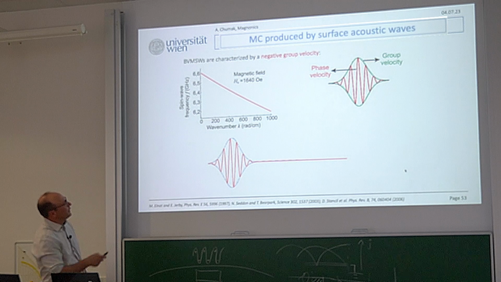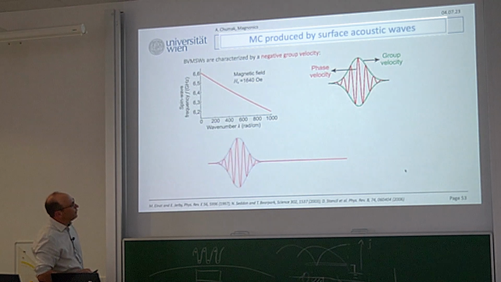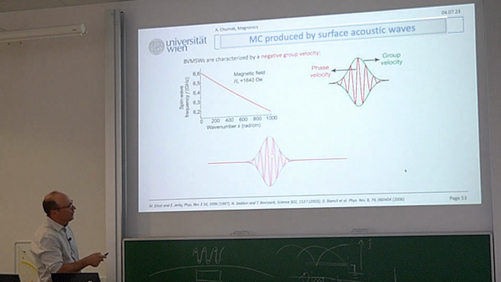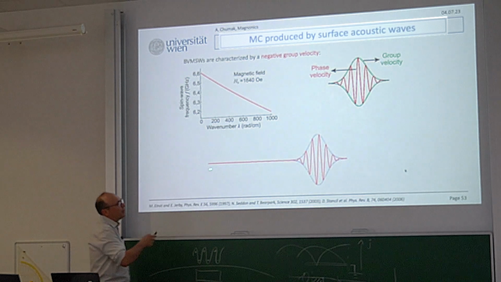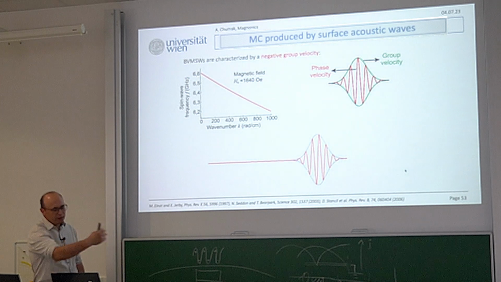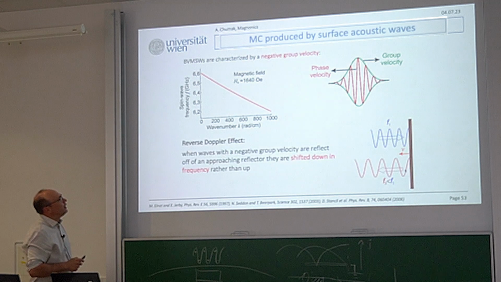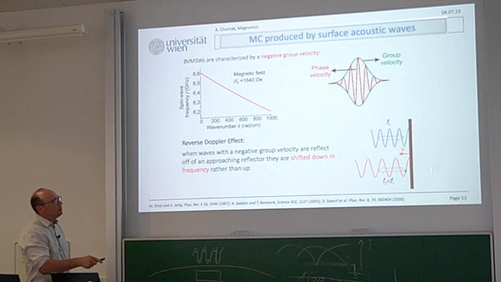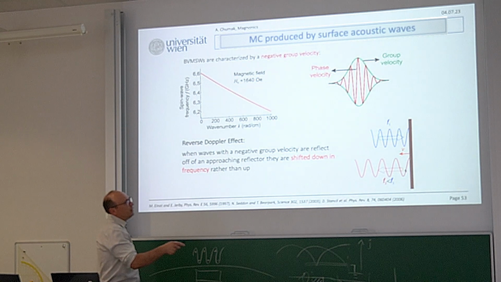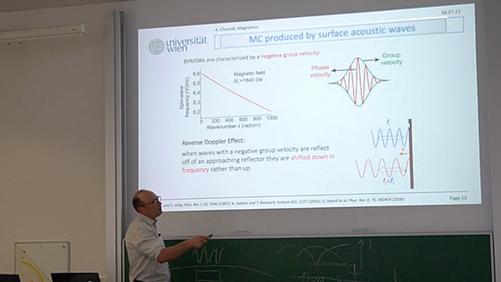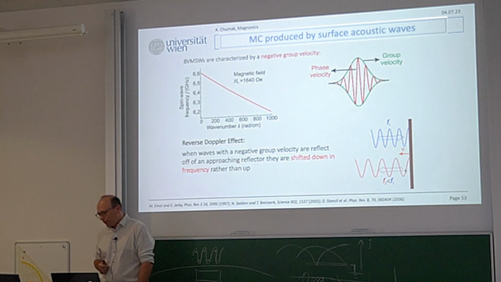Yeah, and here what we investigated, we worked with backward volume wave, and as we know already, backward volume magnetic wave propagates in one direction but carries energy in another direction, so it has negative group velocity. And why is it interesting? Because usual Doppler shift frequency of the reflected wave from this plane will be increased. So here frequency should be higher than this one.